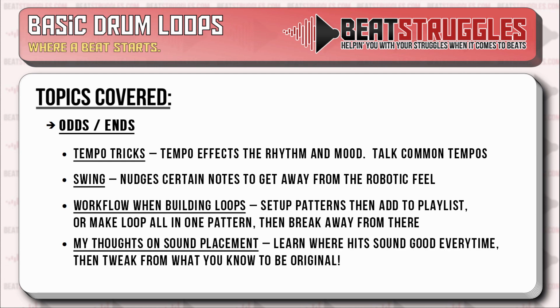Now again, on sound placement like I was saying before, I want to go over where safe spots are. So learn where hits sound good every time, then tweak from what you know to be original. Like I was saying with the safe spots, I know sounds are always going to sound good in certain spots. I can then maybe remove a sound or just move the sound over a little bit. This, like I was saying before, was my hardest part of producing, and it still is, because that is what creates a beautiful composition. That's what makes one producer better than another, where they place their sounds and how they place them. That's all to do with music. Sometimes you can't even teach that stuff. It's more just, that's what I came up with, that's my beat.